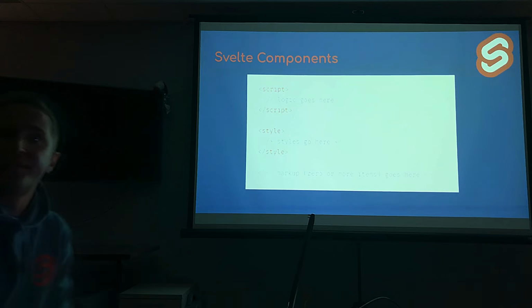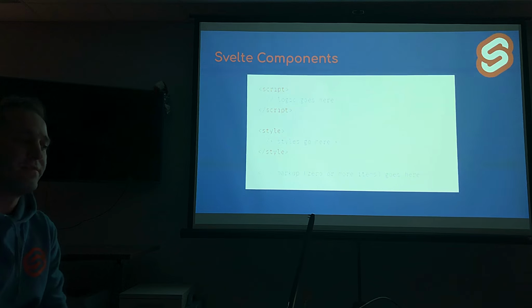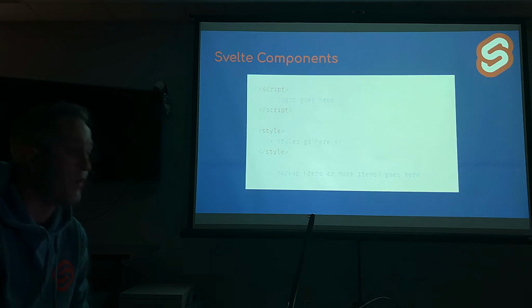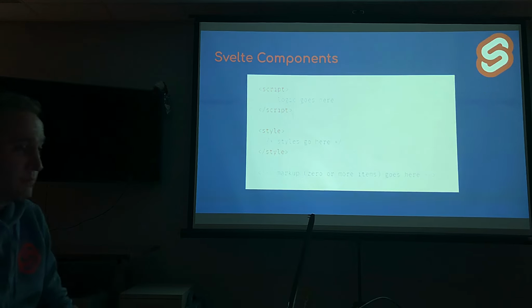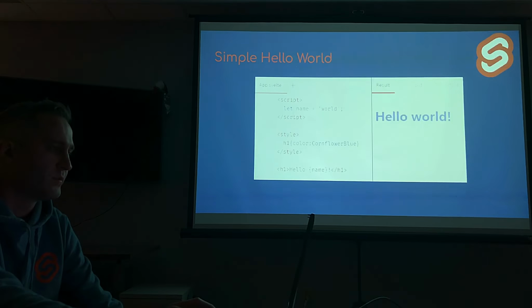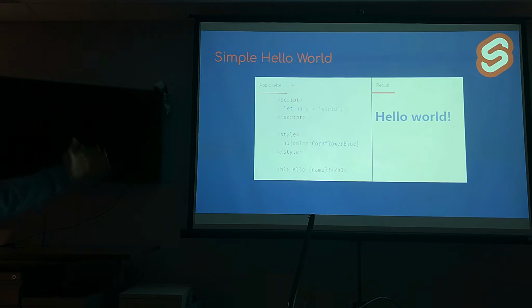Well, components are the building blocks of Svelte applications. They're written into .svelte files using a superset of HTML. All three sections, script, style, and the markup itself, are all optional. So you don't need all of them at once. And here's just a really dead simple hello world. You'll notice in the script tag, we're declaring a variable called world. I want cornflower blue for the color and styles. And then we're referencing that variable down in the h1 tag.